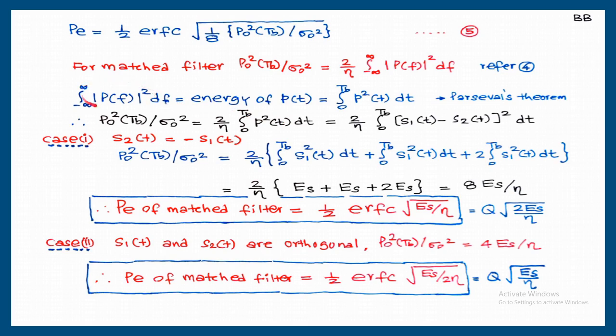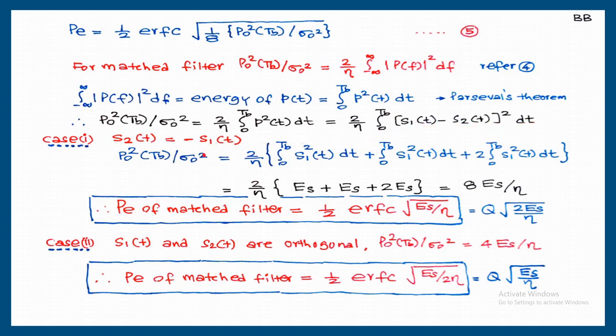So instead of this, I am using the time domain, integral 0 to Tb. This is from minus infinity to plus infinity. If the signal is finite in time domain, the frequency domain is always infinite. But what is the definition of p of t? s1 of t minus s2 of t. So 2 by eta integral 0 to Tb of s1 of t minus s2 of t, square, dt.